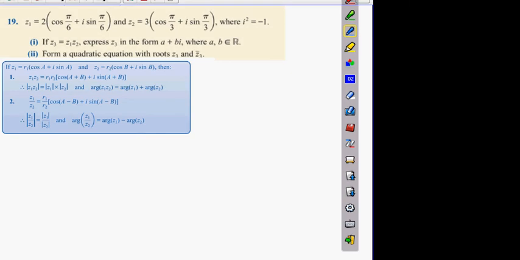Okay, very easy. Once again, follow this formula religiously to the letter. Now this formula is not stored in your tables, you've got to memorize it. To memorize it really quickly, when you're multiplying them, you multiply the moduluses and you add the angles. Okay, and that's what you do.